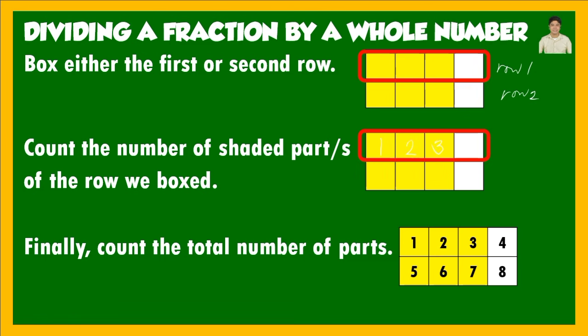Okay. So, yung sagot po natin dun sa 3/4 divided by 2, o yung quotient ng 3/4 and 2 is 3/8. So, dun po sa shaded part po natin kanina, dun sa count the number of shaded parts of the row we box, tatlo lang po, diba yon? And then, sa final step po natin, binilang natin yung total number of parts, yung total number of boxes, which is 8. Kaya po, ang sagot po natin is 3/8.